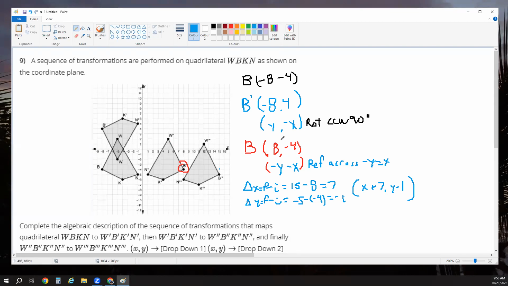So there we go. That's a rotation clockwise 90 degrees. No, it's not. That's an x comma negative y. That's a reflection across... reflection across the y changes, so it's across x.